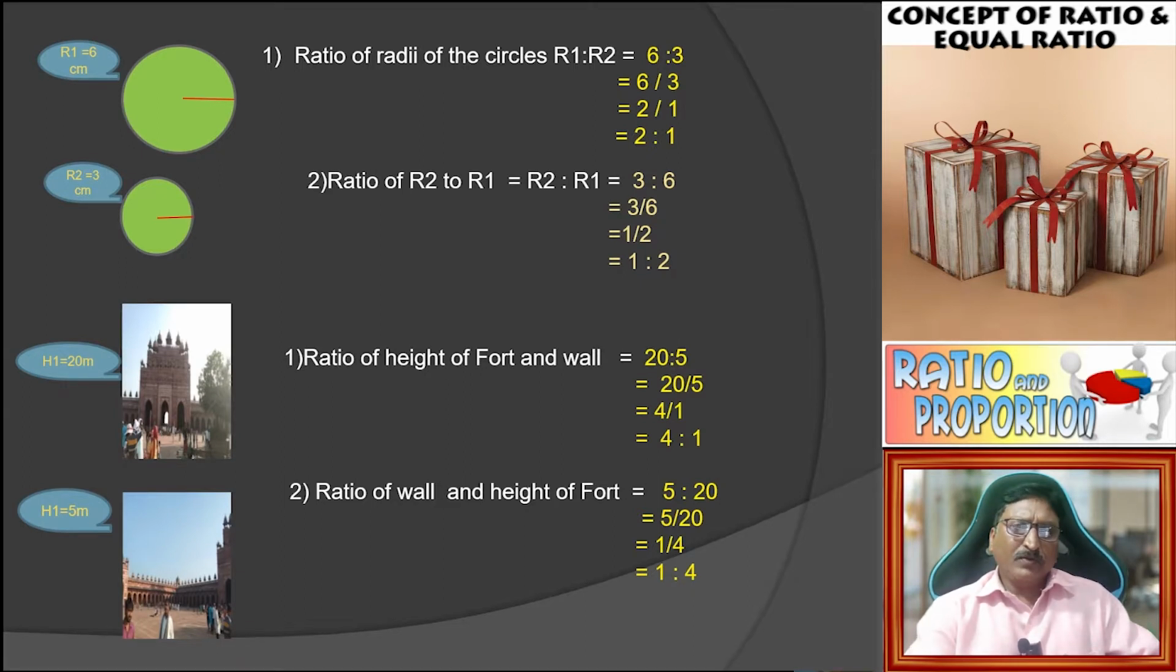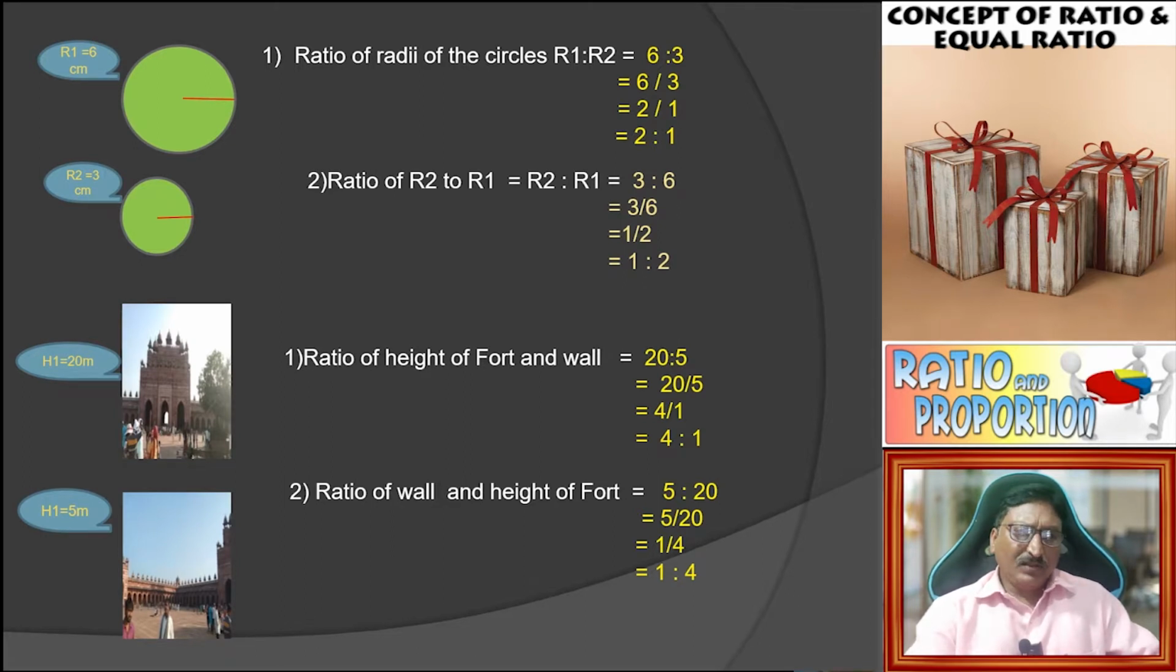Now ratio of R2, means radius of second circle to the radius of first circle, that's R2 is to R1, is equal to, put the value here, 3 is to 6. It's written in the form of a fraction as 3 upon 6, divided by 3 to both numerator and denominator, we will get 1 upon 2, and the reduced ratio is 1 is to 2.